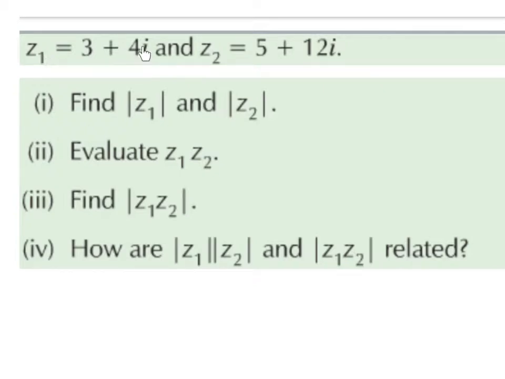Z1 equals 3 plus 4i, and Z2 equals 5 plus 12i. Part 1. Find the modulus of Z1 and the modulus of Z2. Part 2. Evaluate Z1 multiplied by Z2. Part 3. Find the modulus of Z1 multiplied by Z2.